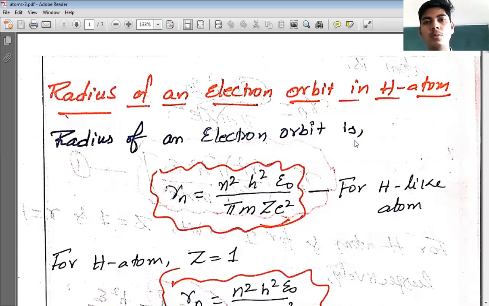We have also discussed Bohr's frequency condition. Now, in this class, we'll try to go through the equations for the radius of an electron in the nth orbit of a hydrogen atom. We have derived all these relations in theory.